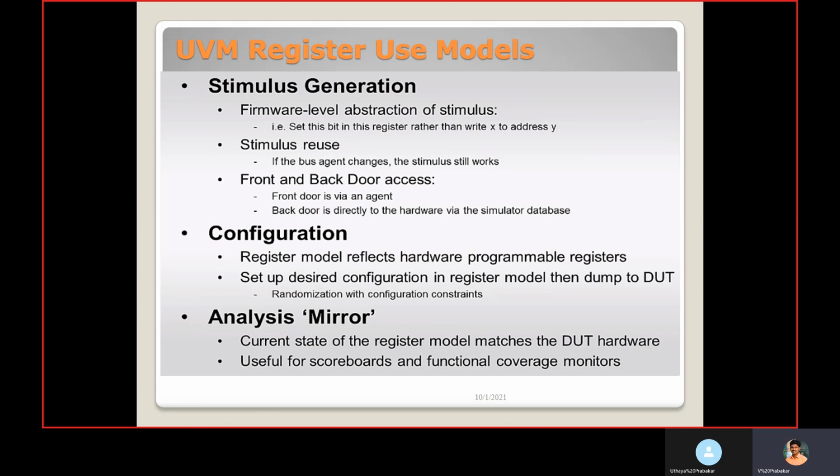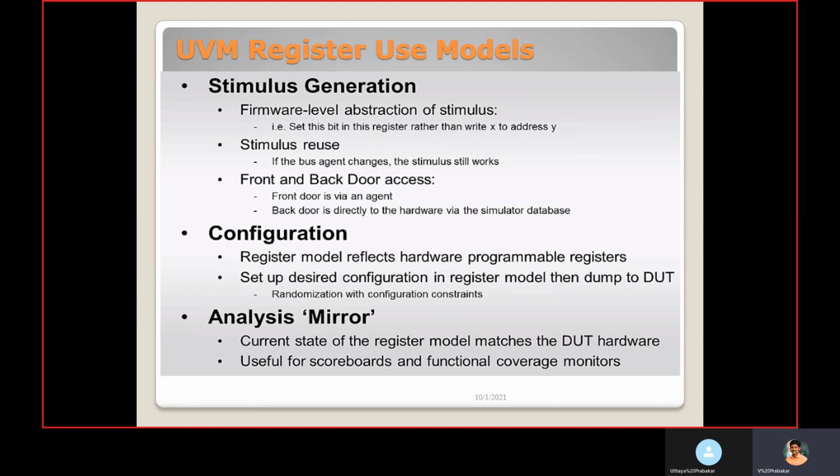By comparing the mirror and the desired value, we can tell that the same value which we write and read are the same. In that way, we can verify the registers as well as memories. The current state of the register model matches the DUT hardware. By comparing desired and mirror value, we can say both are matched. And it is also useful for the scoreboard and functional coverage monitors.